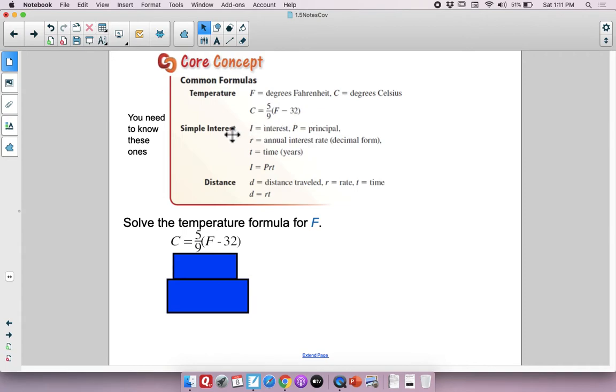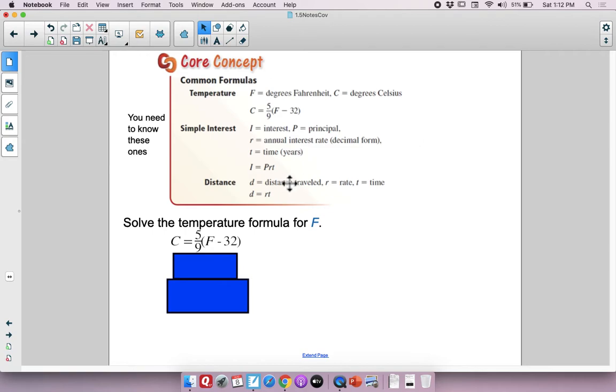And for simple interest, this is not where the interest is compounded. So like this would be if you deposited $100 in a bank account and you got 10% interest. So after 1 year, you would get $10. This is not where it compounds, where like the second year you'd be getting 10% interest on $110. It would still just be on 100. That's the difference between simple interest and compound interest.